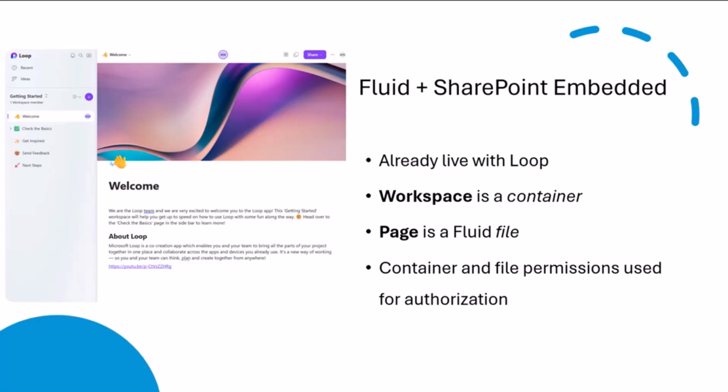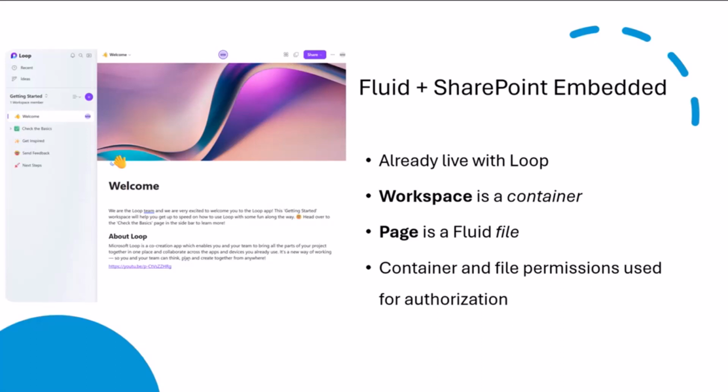In terms of information architecture, the way to think about it is that when you create a Loop workspace, so here in this picture on the left-hand side, we're looking at the auto-generated getting started workspace that Loop stamps out for you, that is actually a container within SharePoint Embedded. And then when you create a page within there, so we've got a few pages here like welcome, check the basics, and so on, each page is actually a Fluid file within there.